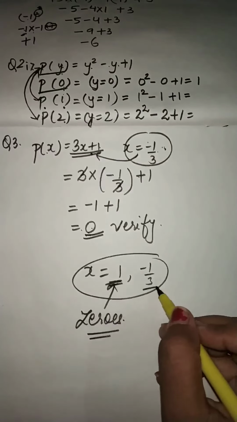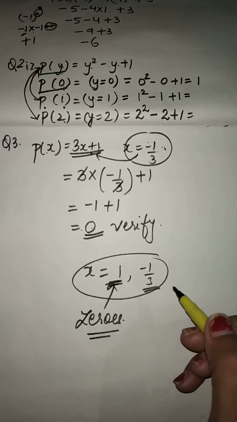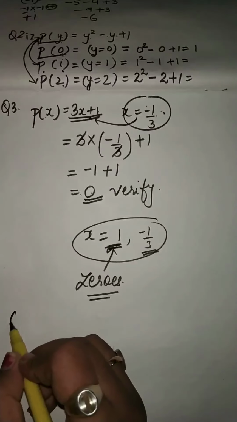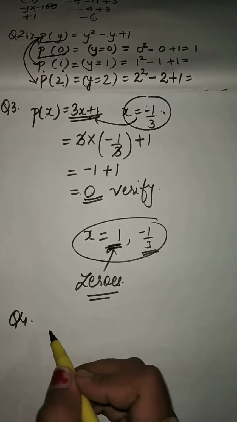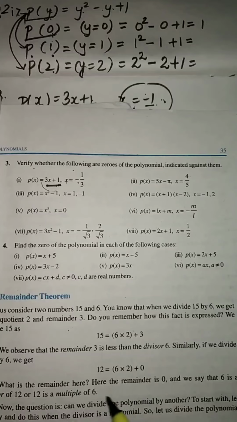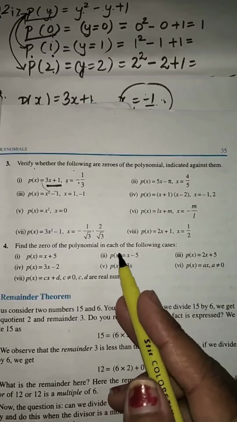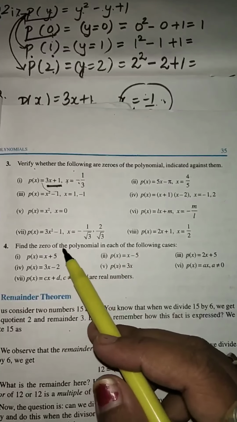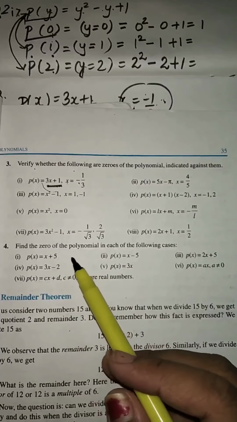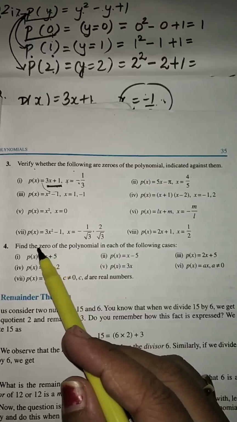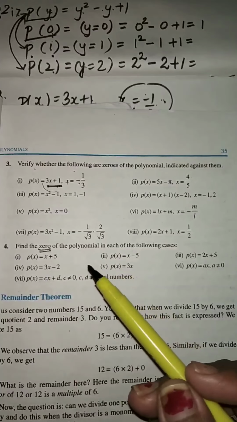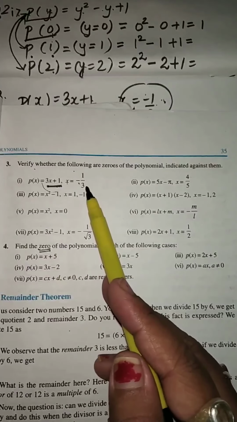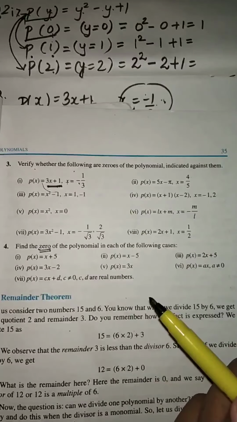Similarly, come to the next one, that is question number 4. What do we have in question number 4? This is saying, find the zeros of the polynomial in each of the following cases. What we have to do in this question is find out the value of x. Why? Because it is given that we have to find the zeros. Zeros means we have to find out the value of x.